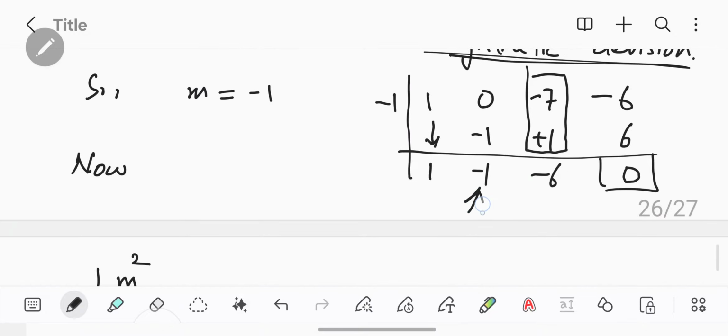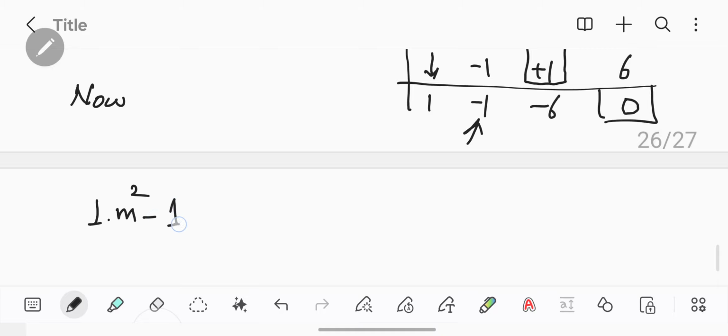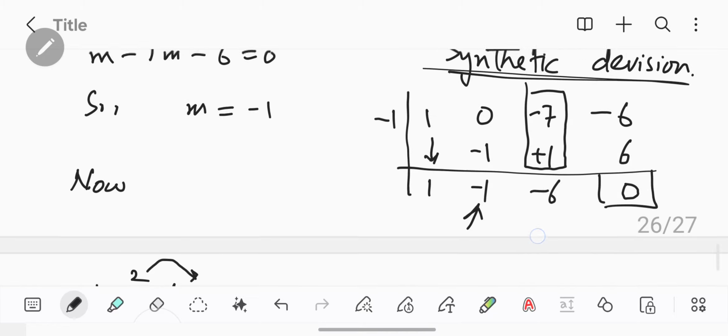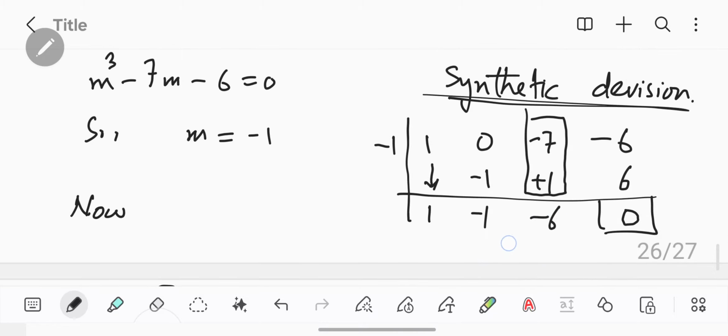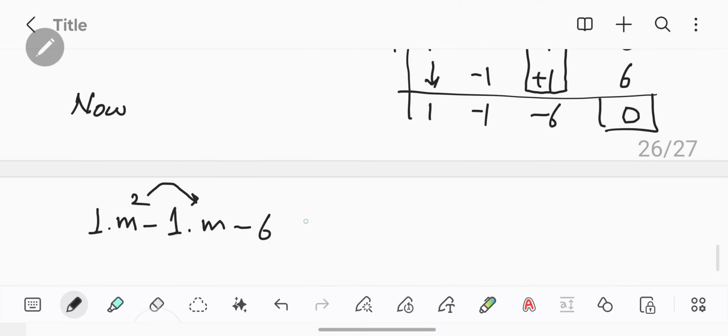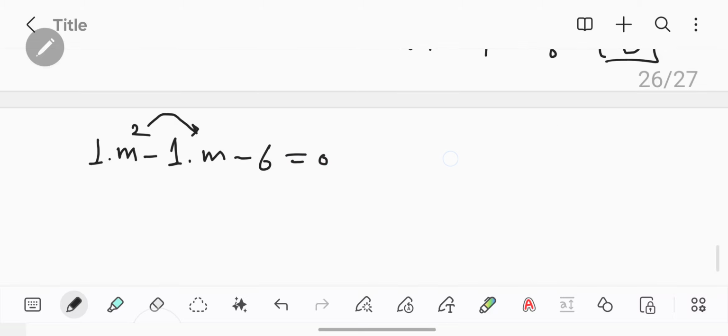Then you will write the next number, -1, and then 1 power less than this. One power less than this is m, because this is m square and one power less is m. Then you will write the next term, which is -6. Then you will write one less power, so m to the power 0, which means we will not write it. One power less than m is the term with no m. Okay, so this is equal to 0.